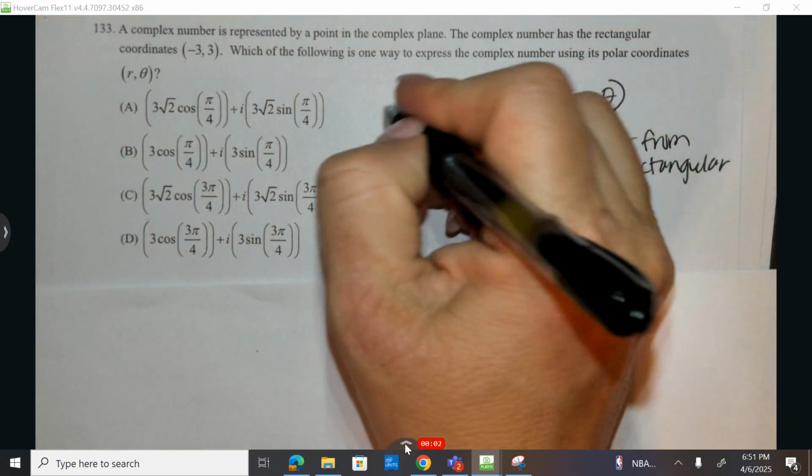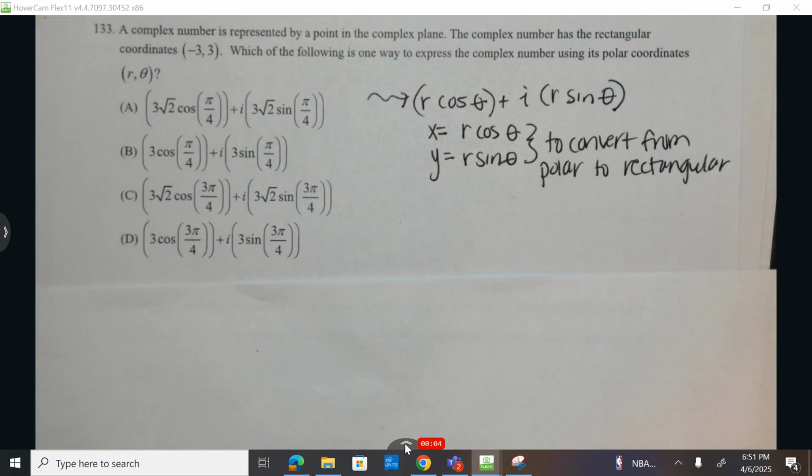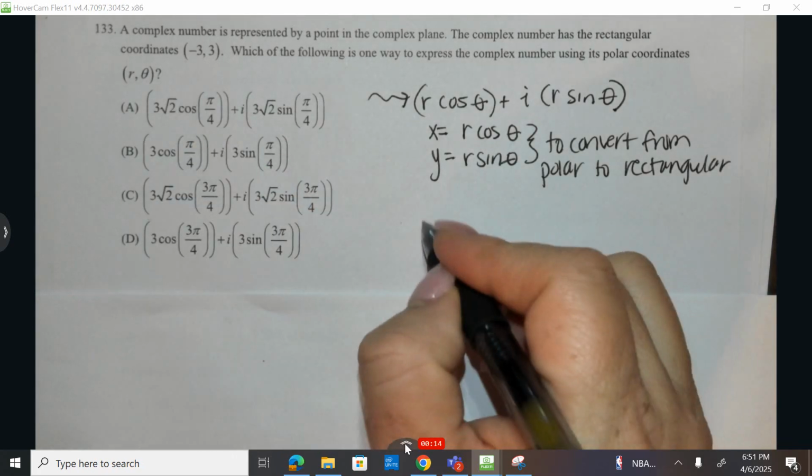Takes a little bit of work. We're going to be using this formula right here. So we want to express the complex number using polar coordinates. All right. And so what we're going to do here is we're going to go ahead and graph this point.